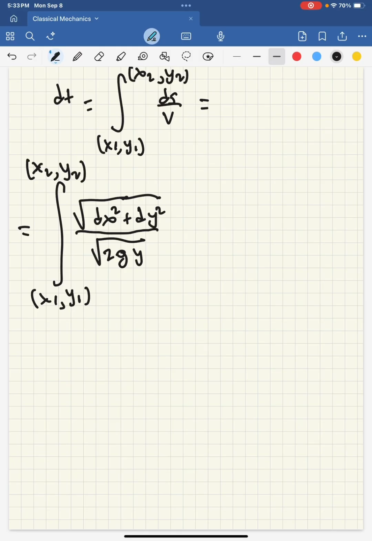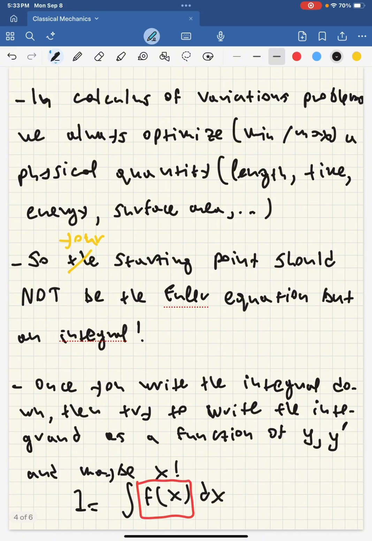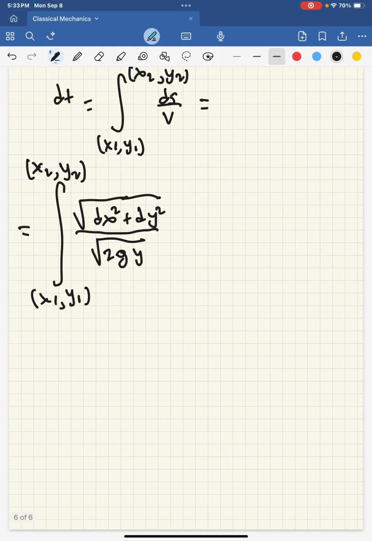Okay, now recall what I told you here. Once you write down the integral, try to write the integrand as a function of y, y prime, and maybe x. So how can we do that? It's already expressed in terms of y there, right? But we need to uncover a derivative with respect to x. How can we do that?